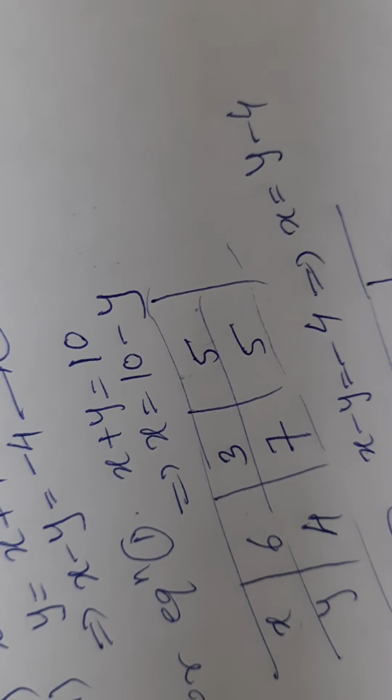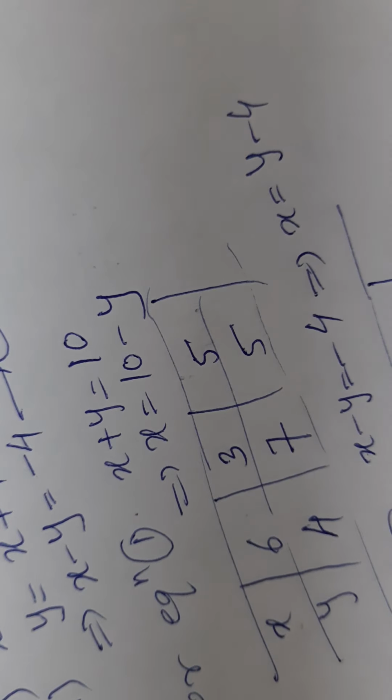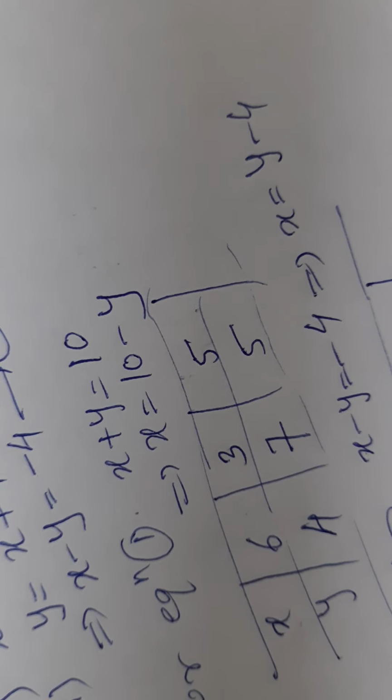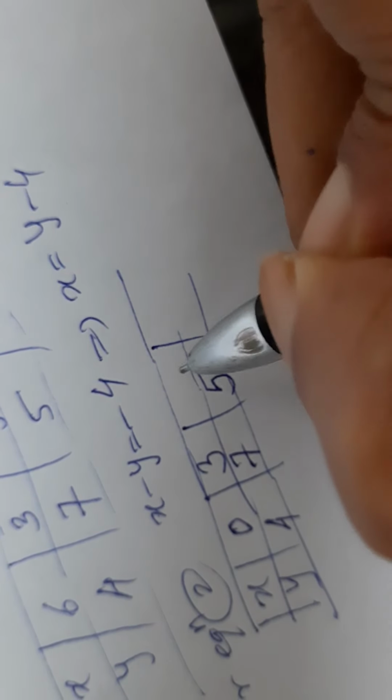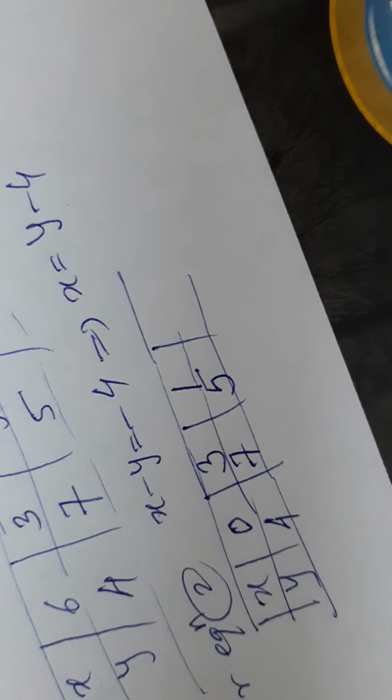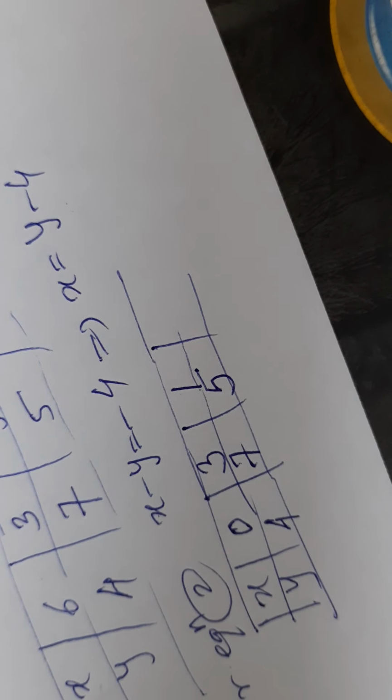x, y. Now if you put y equal to 4, then 4 minus 4, your x will become 0. If you put y is equal to 7, then 7 minus 4 equal to 3. If you put y as 5, then your x will be 1. Then plot the graph.